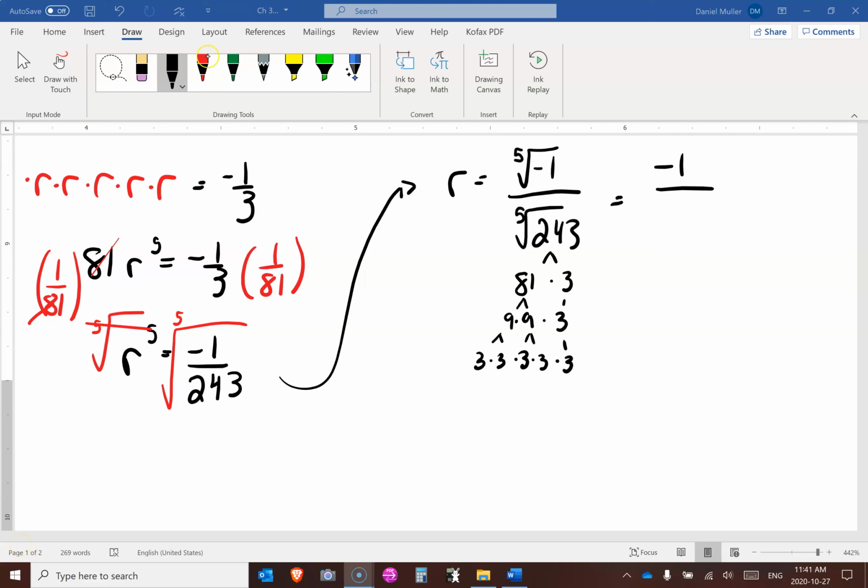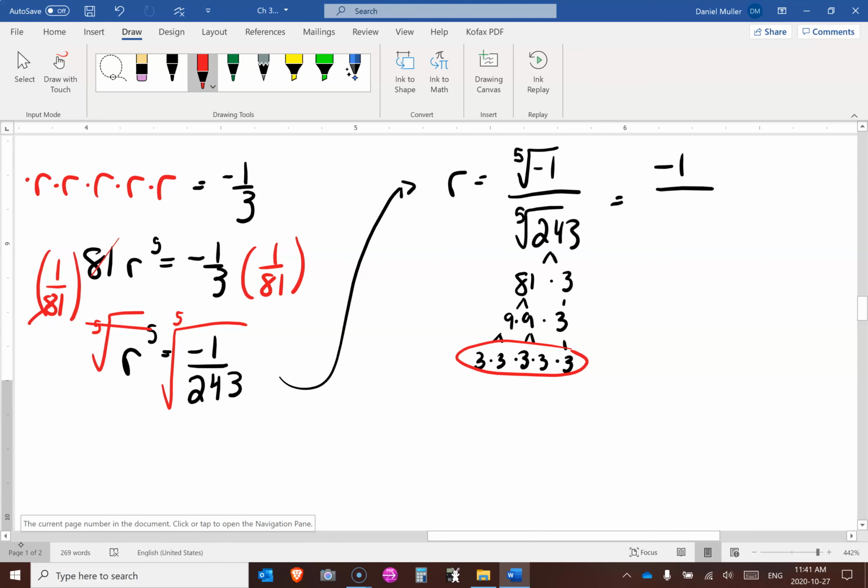Okay, so because it's a fifth root, we're now looking for groups of 5. And yes, we do have 5 3s. So the 3s can come out, and the leftovers are nothing. So it's just a 3. So the fifth root of 243 is just 3.